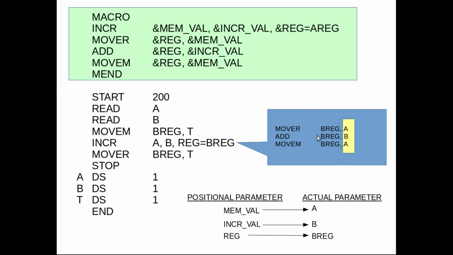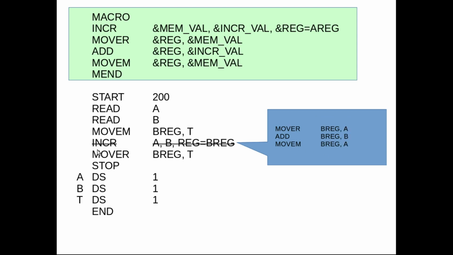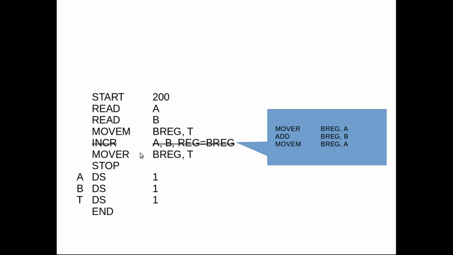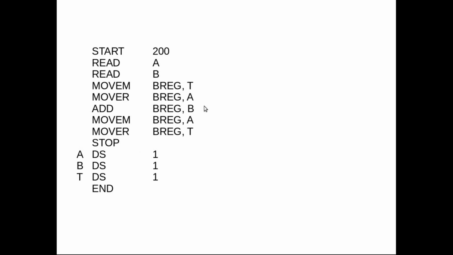And this is the code I will place in place of the macro call, and I can remove the macro definition, and in place of the macro call I'll put the three model statements, and this is the code we get after performing the macro expansion. And in this code we have no more macro calls. All the macro calls are resolved. So this is your final code after performing the macro expansion.